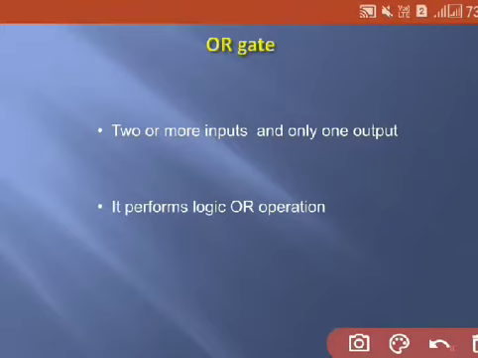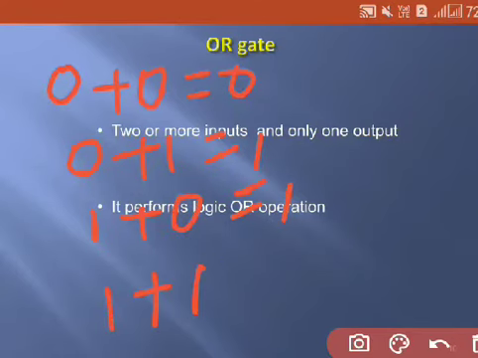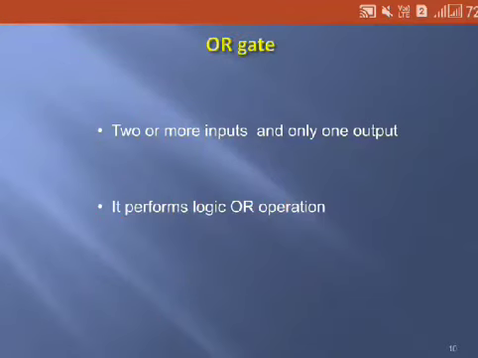We have already seen the logic OR operation, that is 0 plus 0 is equal to 0, 0 plus 1 is equal to 1, 1 plus 0 is equal to 1, 1 plus 1 is equal to 1. This is the logical OR operation, and it will be performed by a logic circuit called the OR gate. It accepts two or more inputs and produces only one output. It performs the logical OR operation.